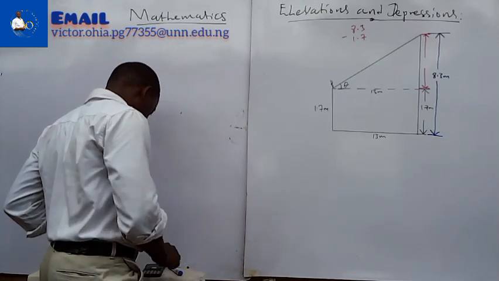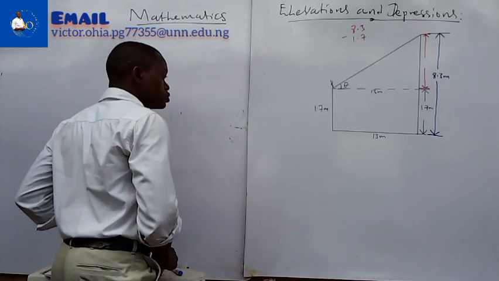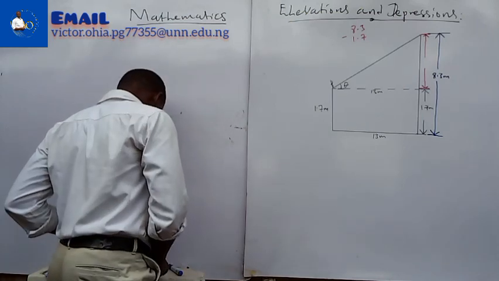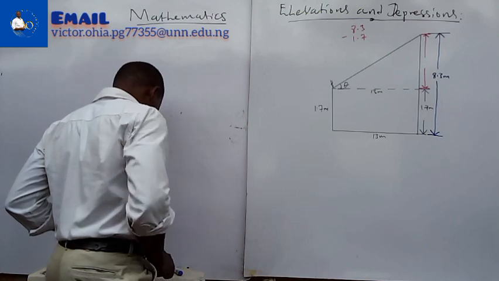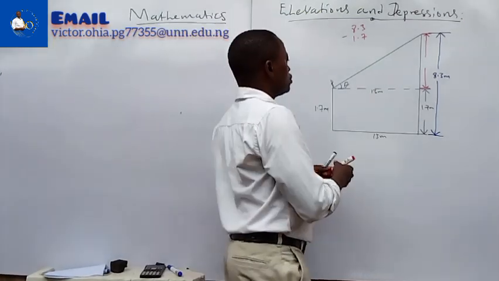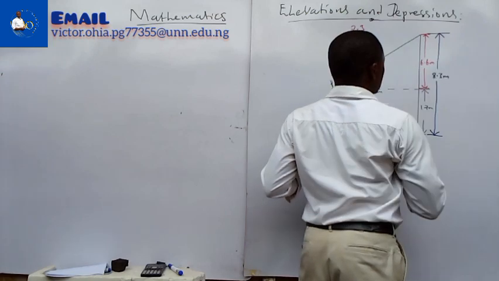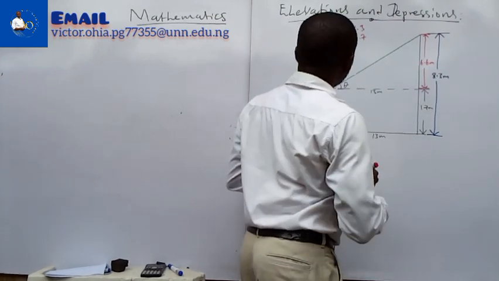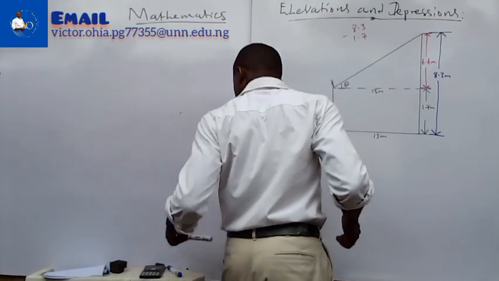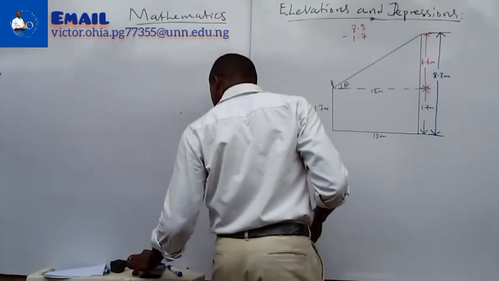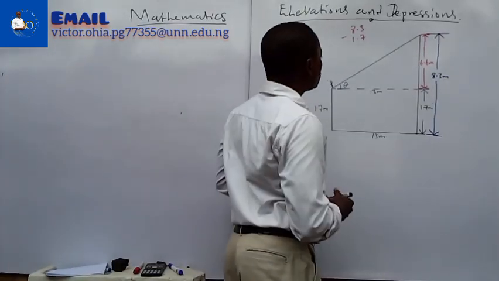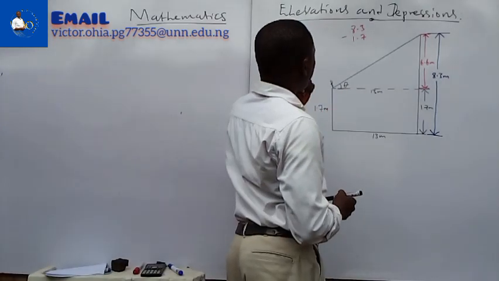8.3. If you have your calculator there, you just do it. 8.3 minus 1.7. That's 6.6. Here is 6.6 meters. Okay, all units in meters. So you realize that with this now, we can be able to calculate this angle here.